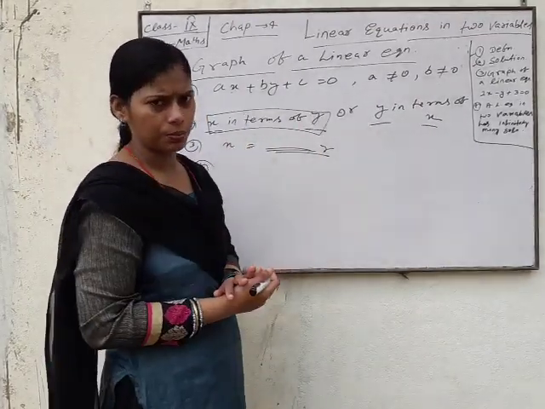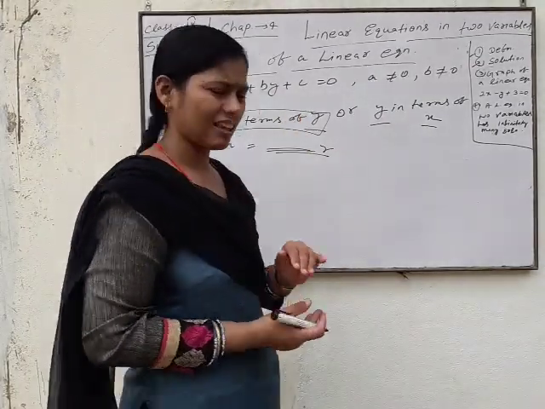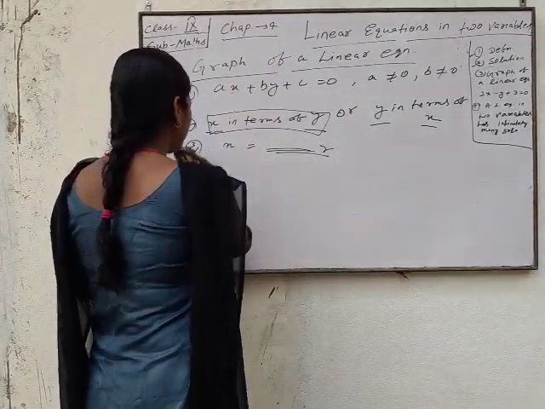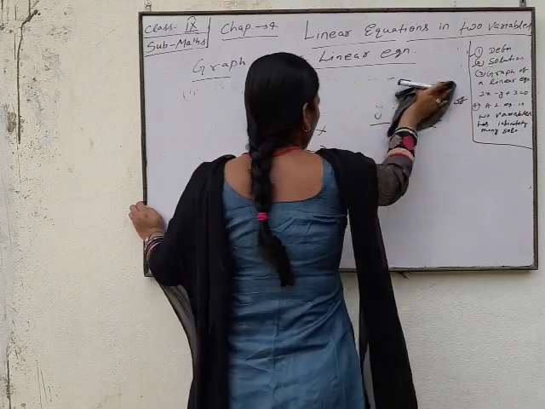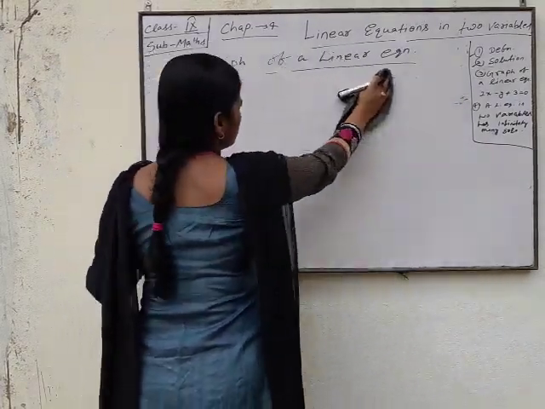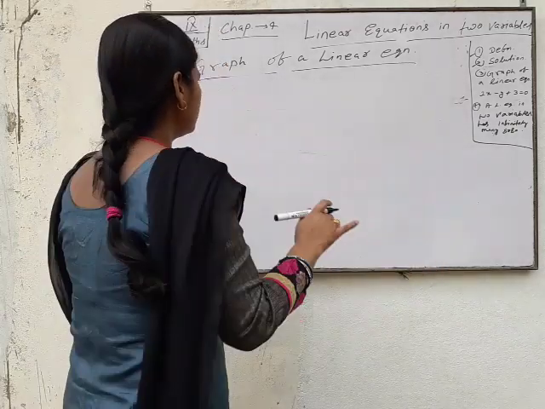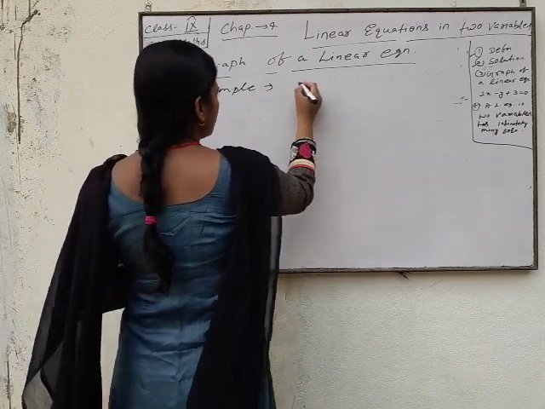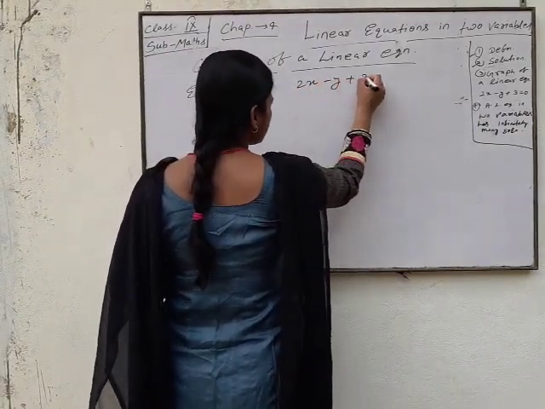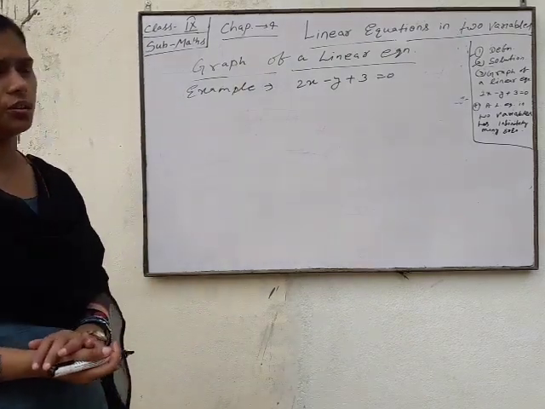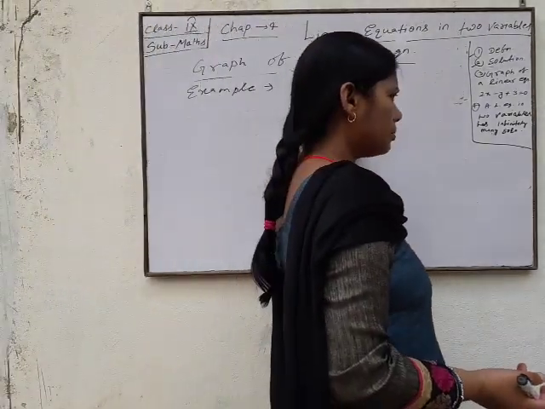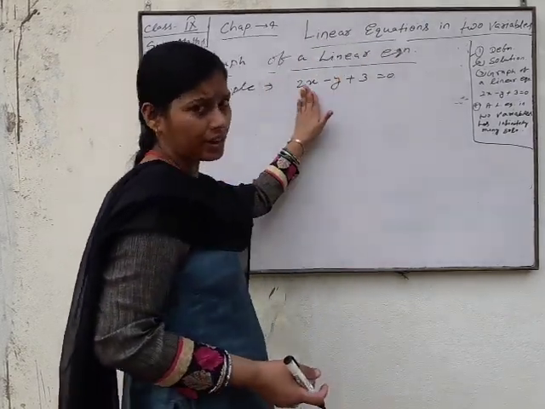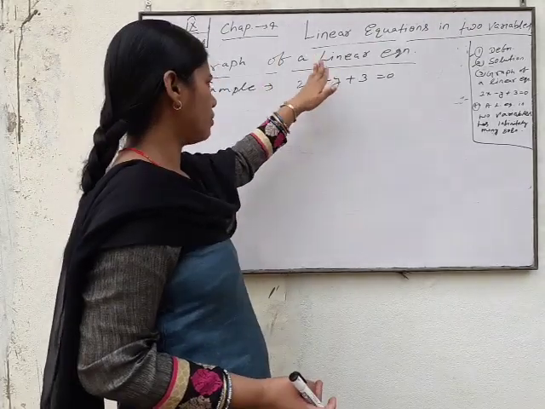in your graph paper. Now, we will take one example and discuss how to draw the graph of a linear equation. Suppose the example is 2x minus y plus 3 is equal to 0. This is of the form ax plus by plus c is equal to 0. This is your linear equation in two variables.